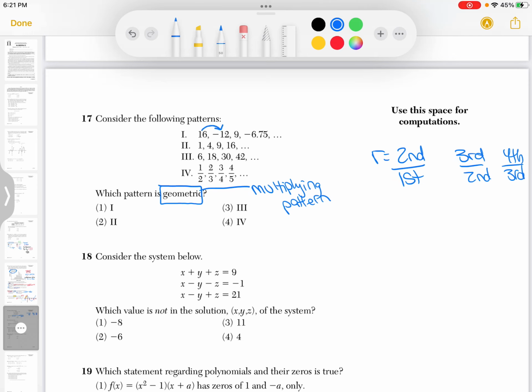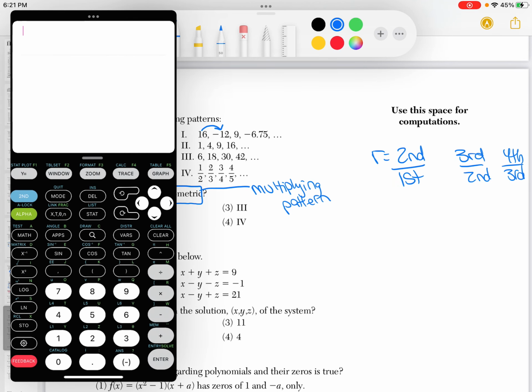So to figure out what 16 is being multiplied by to get to negative 12, I'm going to do negative 12 divided by 16, and I get negative 0.75. So what that means is I should be able to multiply 16 by negative 0.75 to get negative 12. Then I multiply negative 12 by negative 0.75, and I should get 9, and I do. So now I try again. Multiply again by negative 0.75, and I get negative 6.75. So there's my answer right away.